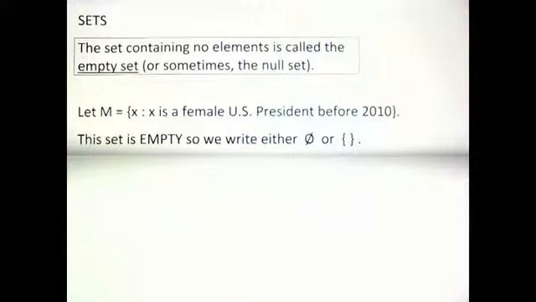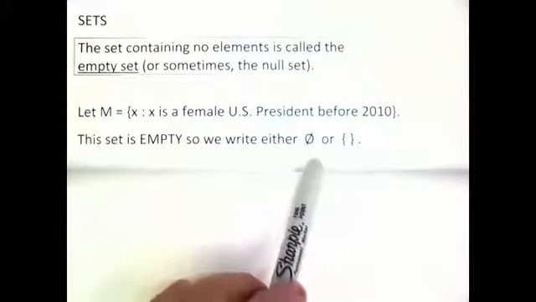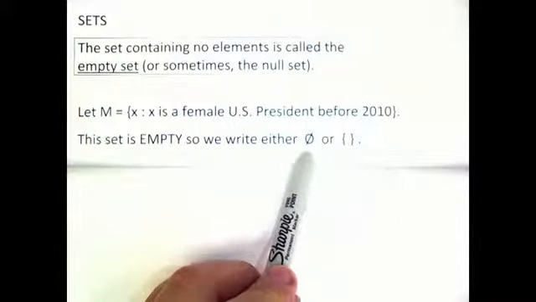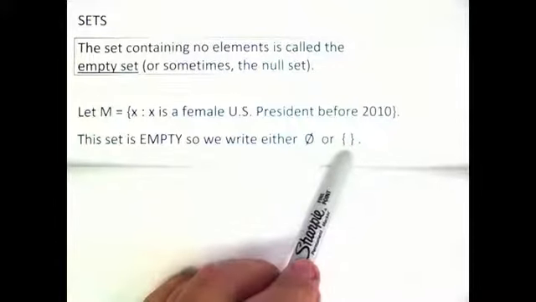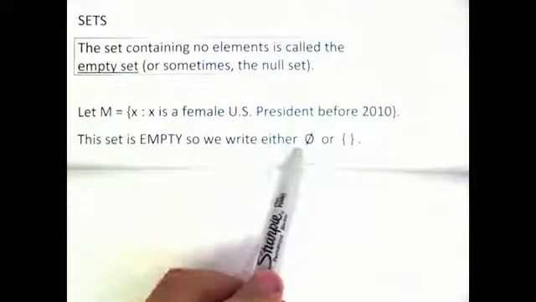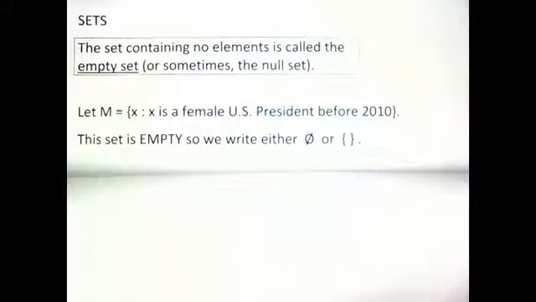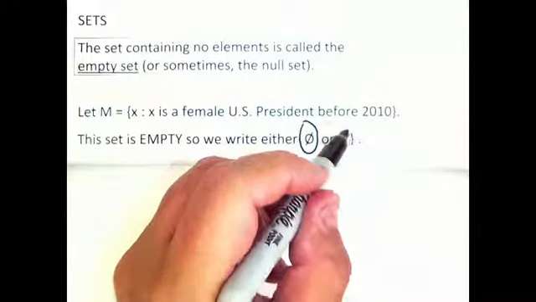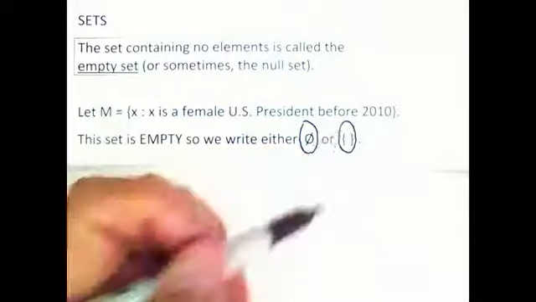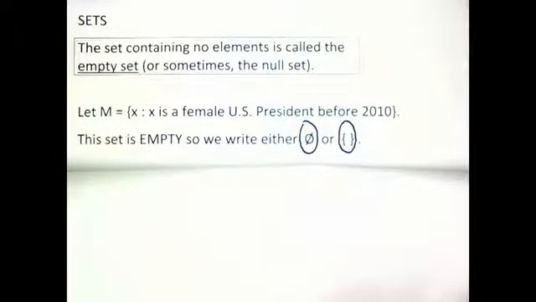Since that set is empty, we could write it either, and here's our notation, the empty set can be written two different ways, two common ways of writing it. A circle with a diagonal slash through it, or a set of braces with nothing in it. Those are both common symbols for the empty set. So the empty set is often written this way, and it's often written this way. You don't have to write both, but either symbol will do, and they both mean the same thing.